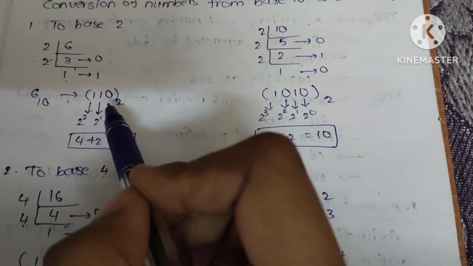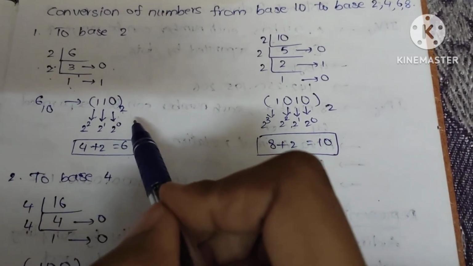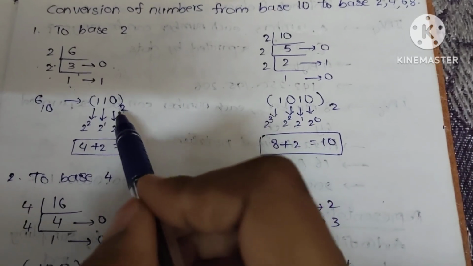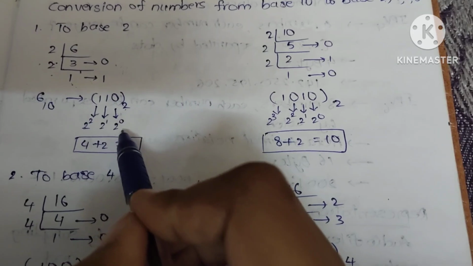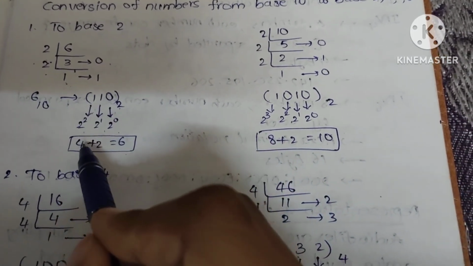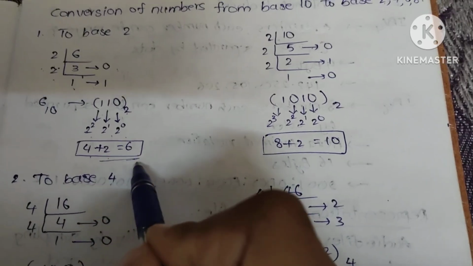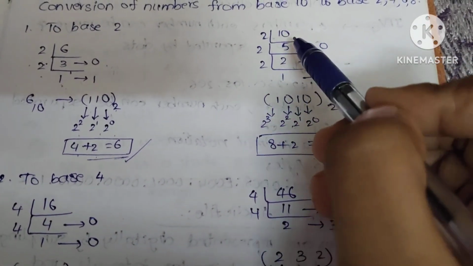So let's check whether it is right or wrong. We are converting to base 2. So we have to write from the right side, in the units place 2 power 0, 2 power 1 and 2 power 2. So calculate: 4 plus 2 equal to 6. So it's right.